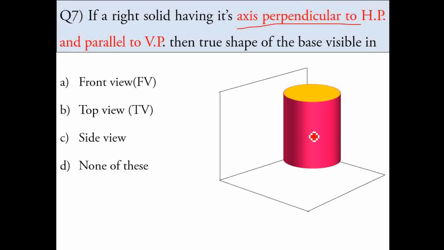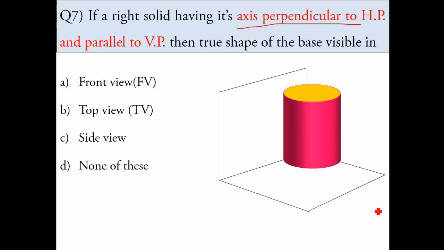If we draw the axis and extend it, it is exactly perpendicular to the HP as well as parallel to the VP. Now this is the actual position as per the condition. For this case, the question is: in which view is the true shape of the object visible?